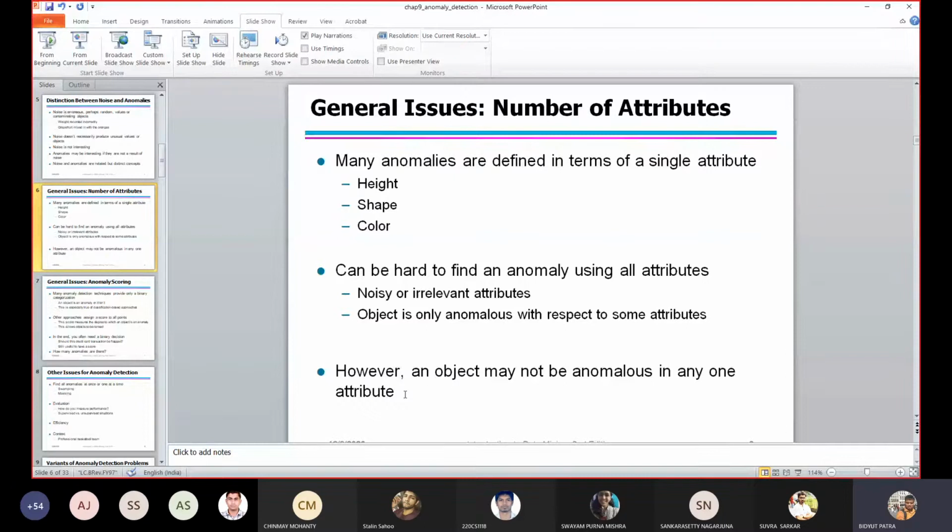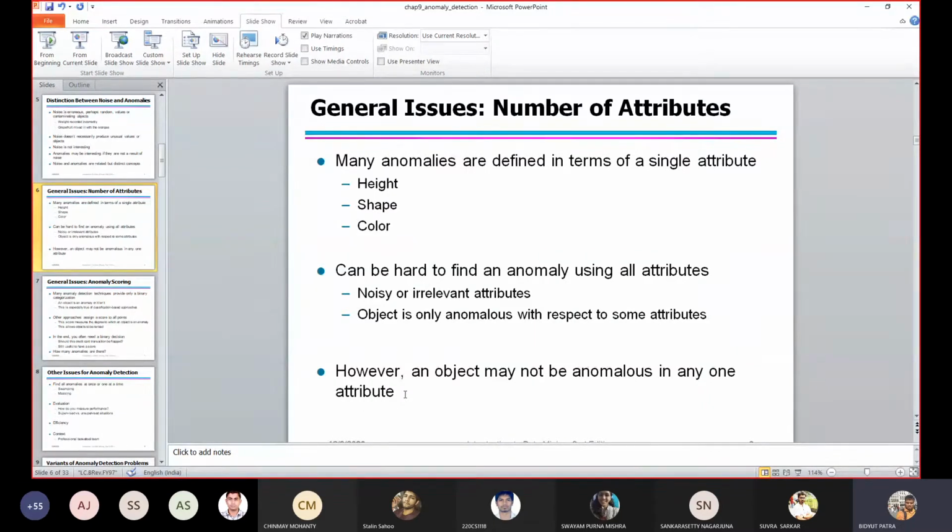General issues: number of attributes. Many anomalies are defined in terms of single attributes, like height, shape, color, and so on. It is really a hard problem if you have multiple attributes. An object may not be anomalous in any one of the attributes, but overall it may be anomalous. Therefore, in multidimensional data with multiple features, detecting anomalous activities is not a very easy task.